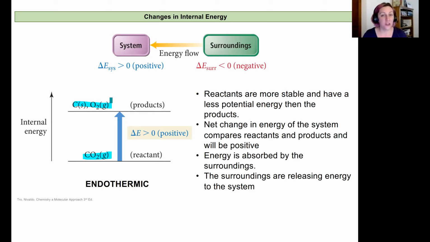Whenever reactants go from a more stable to a less stable arrangement as products, there will be a net change in energy for that system, just the chemical reaction, where the internal energy increases. Then we need to supply that energy from the surroundings. So energy is absorbed by the system from the surroundings, or the surroundings release that energy to the system. That's another way to think of it.